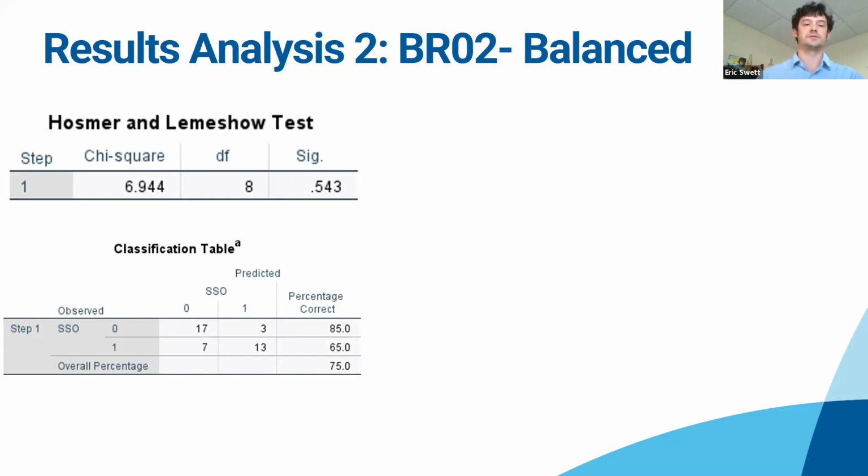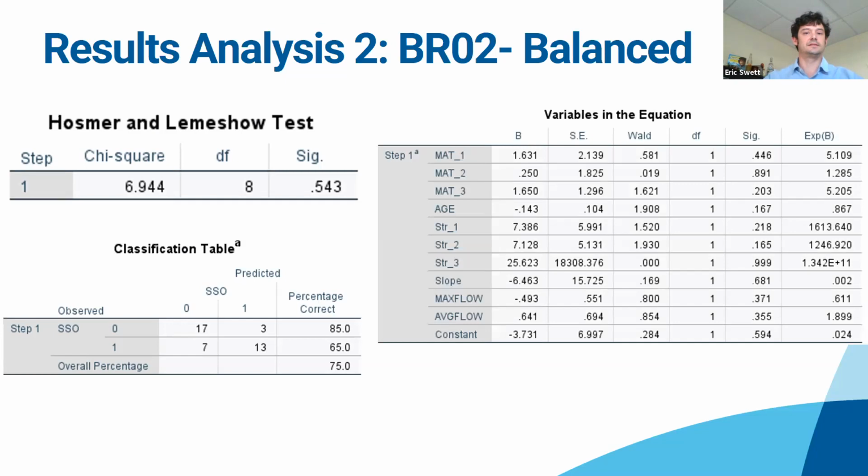So that was great. It predicted 13 of the 20 having an overflow, and it also predicted 3 of the 20 pipes that didn't have an overflow would have had an overflow in the model. So that overall accuracy was 75%. Again, the model wasn't significant. None of the variables were significant. So throw those results out and move on.